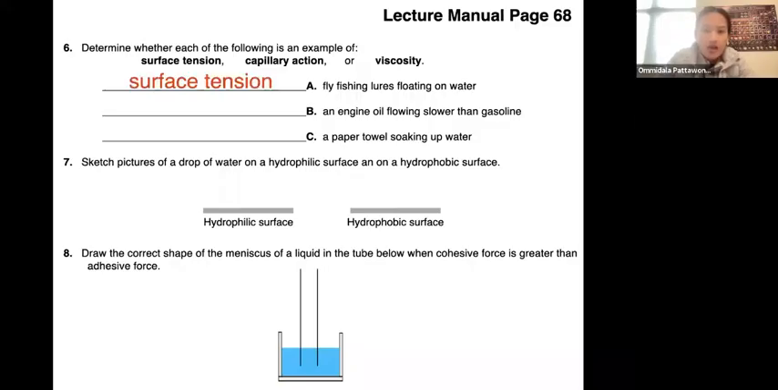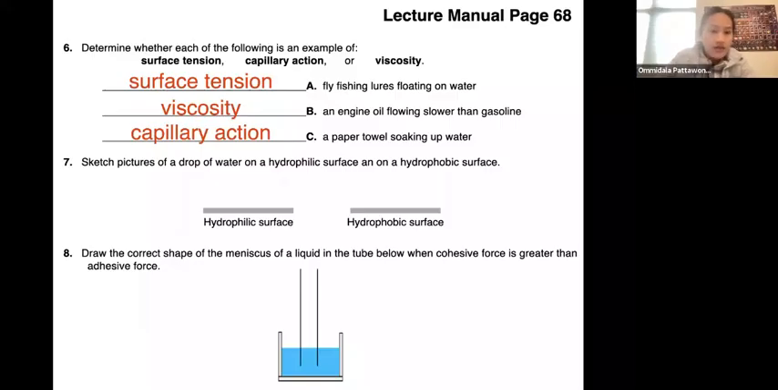Now, number 6, determine whether each of the following is an example of surface tension, capillary action, or viscosity. Fly fishing, or floating on water, would be an example of surface tension. Engine oil flowing slower than gasoline, that would be viscosity, right? It just means that the molecules of engine oil are probably longer, more entangled, than gasoline. C, this would be a capillary action, right? Paper towel soaking up water.